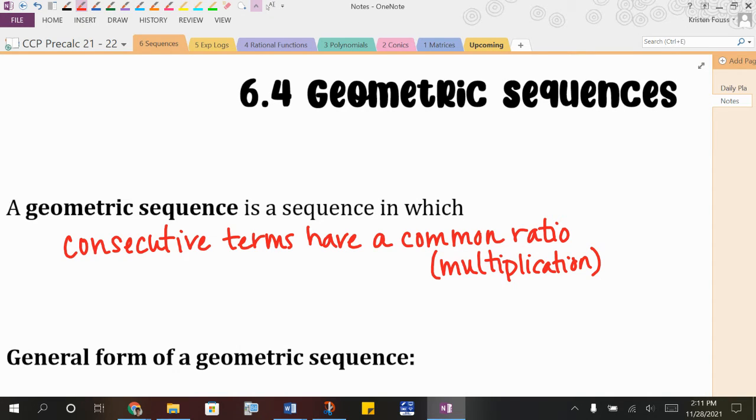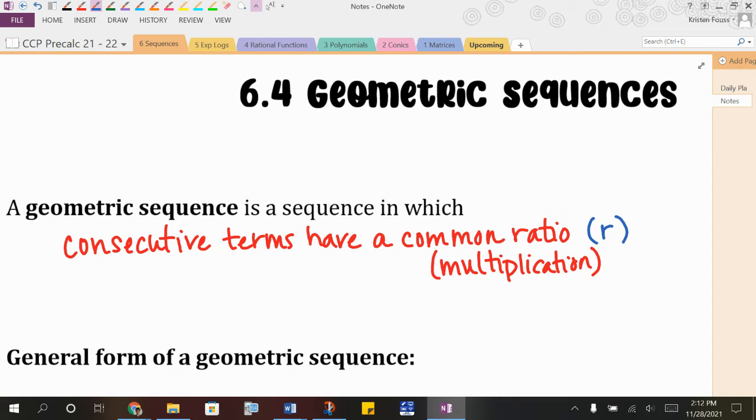Now that we've learned about arithmetic sequences in which the pattern is built by adding the same value each time, today we're going to look at geometric sequences in which terms are built by multiplication. So it's not just adding 5, adding 5, adding 5, it's multiplying by 5, multiplying by 5, multiplying by 5. We call that the common ratio, which you'll see referred to in the formulas as R.